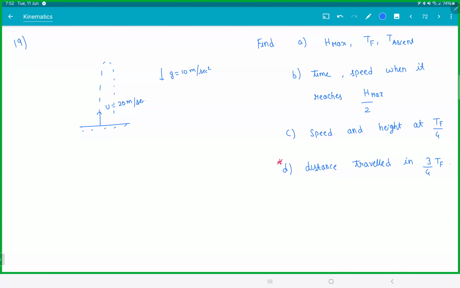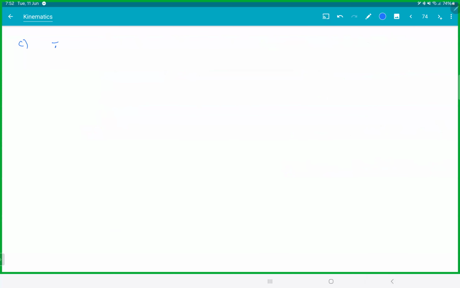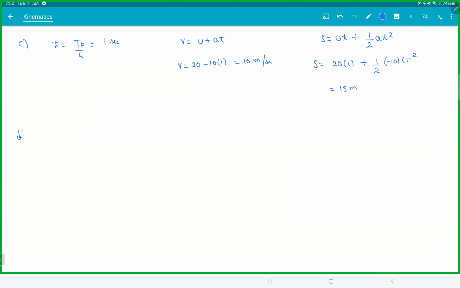Look at C. Find the speed and height at 1/4 of the time of flight. So time is TF by 4. That is 1 second. Speed will be V is equal to U plus AT. That is 20 minus 10 into 1. So that's 10 meters per second. And the distance will be UT plus half AT square. That will be 20 into 1 plus half into minus 10 into 1 square. That's 15 meters.